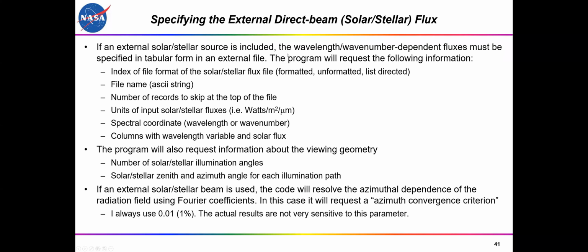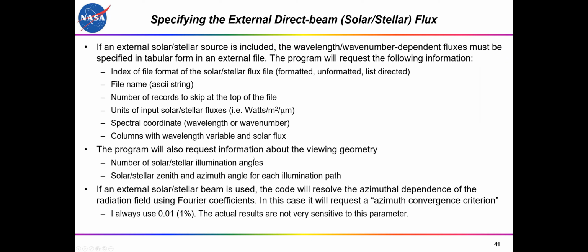If the external source is actually requested, you have to tell the code how to read the file. Is it a formatted file, an unformatted, or a list directed file? Just like every other file you have in this system. Give it the file name, which is a string. Give it the number of records to skip at the top of the file. Give it the units of the solar flux as expressed in the file. For example, it's going to give you a bunch of choices, and watts per square meter per micron is an example of a choice. Spectral coordinate, is it wavelength or wave number? I use both. Columns with wavelength and columns with the wavelength variable solar flux. Tell it where you're going to read these out of the table.